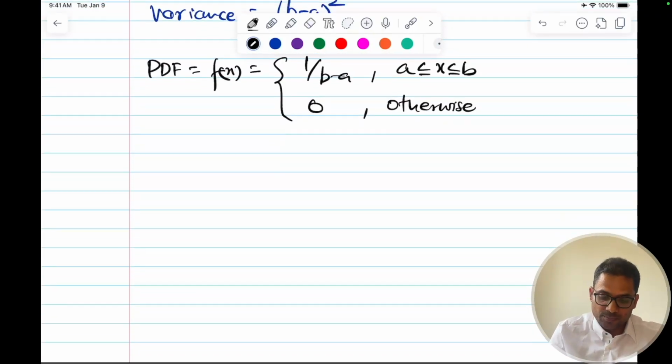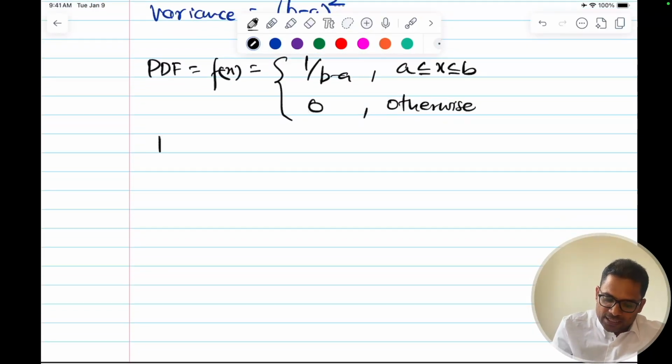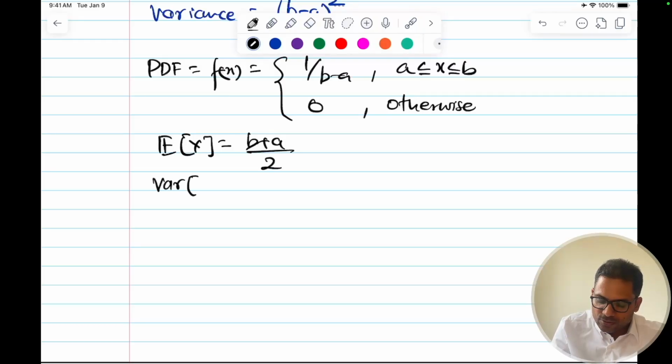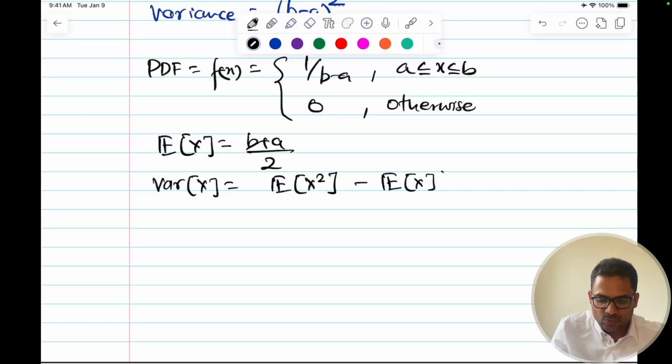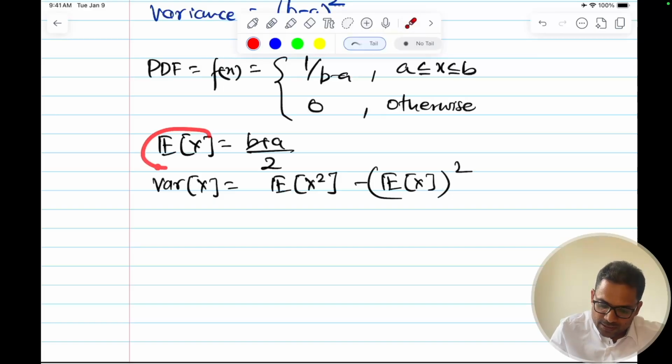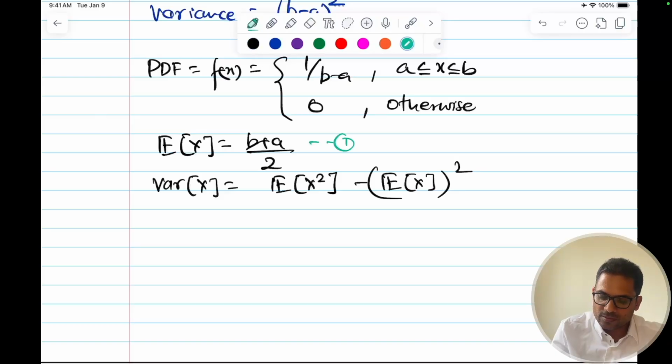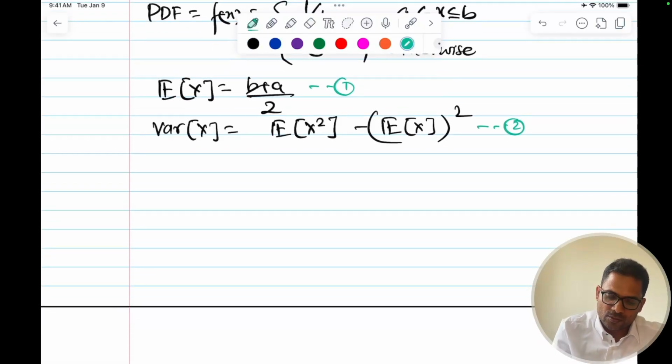This is our f of x, the PDF. So we know that expectation of x is equal to b plus a by 2, and we know that variance of x is equal to expectation of x square minus expectation of x whole square. So this term is available. Now we need to find this term. Now we want to find this term and then we'll plug it in. So let me give values to this. So this is 1, this is 2.